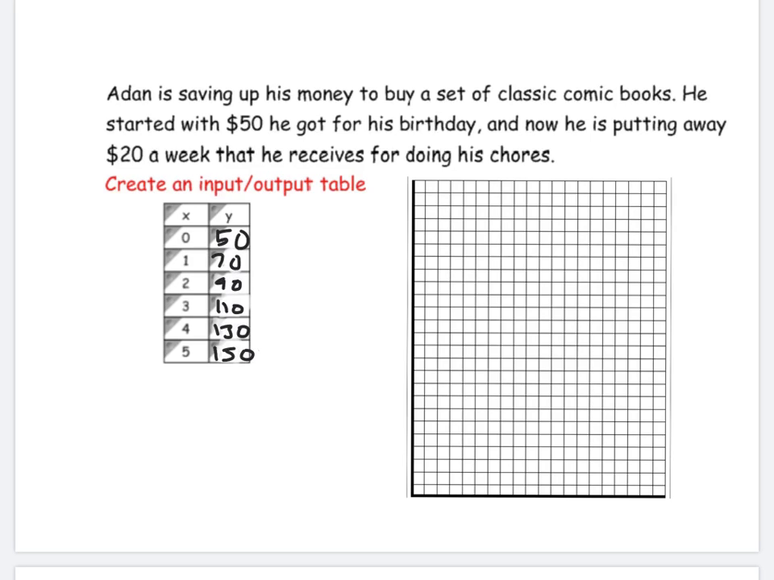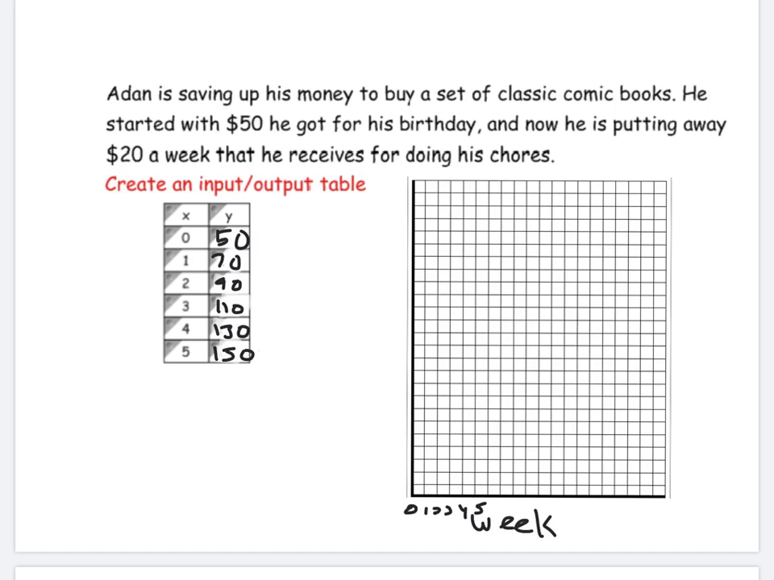So we need to be able to represent this by a graph. So our x, or our input values, are on my x-axis. That is my week. So our first number is 0. Then I have 1, 2, 3, 4, 5. And I don't need to go any more because I'm only going to the 5th week. On my y-axis, I'm going to have my money, or the amount saved.